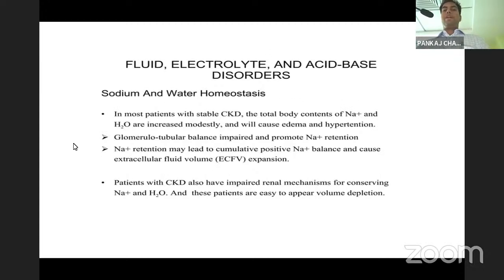Fluid, electrolyte and acid-base disorders, sodium and water homeostasis. In most patients with CKD, sodium and water are increased, which leads to edema and hypertension, and glomerular balance is impaired and promotes sodium retention. Sodium retention will lead to cumulative positive sodium balance and extracellular fluid volume expansion.